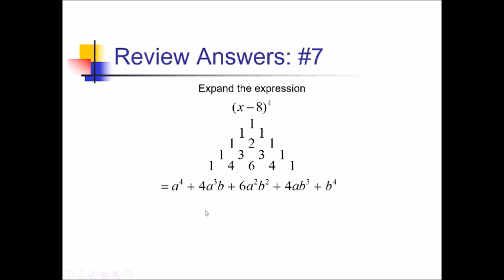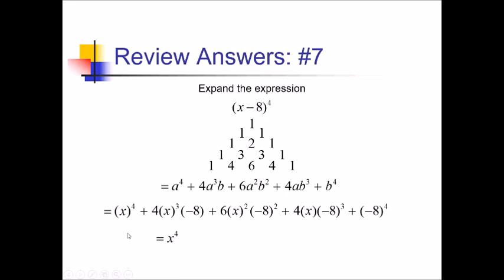Next, for a, I'm going to plug in x. This negative 8 is going to be my b value. So for a to the fourth, we've got x to the fourth. Next, we have 4x cubed times negative 8. And then we have 6x squared times negative 8 squared, 4x times negative 8 cubed, and finally we have negative 8 to the fourth power. Okay, going through and simplifying this, that's x to the fourth.